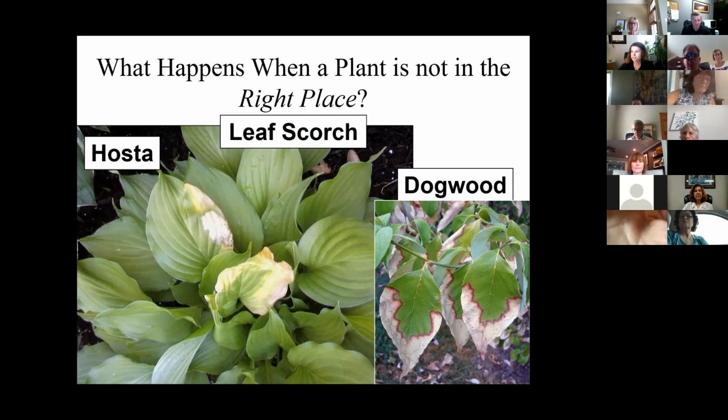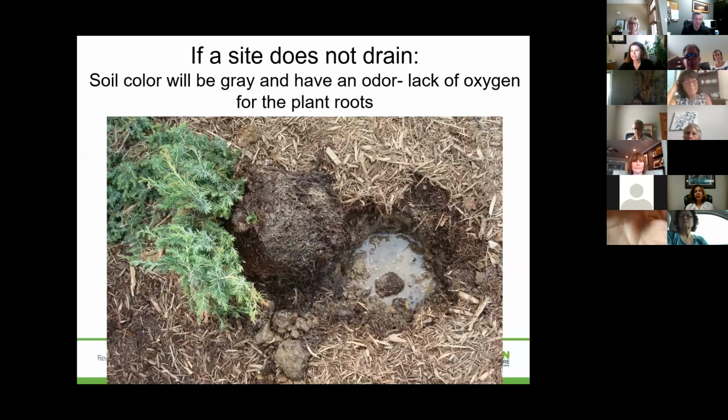So again, this is leaf scorch. If a site doesn't drain, what will that look like? The soil color is going to be gray. You can see that here. It's a little bit starting to turn gray. And the soil will actually have an odor. It's going to stink. Normal soil should not stink.